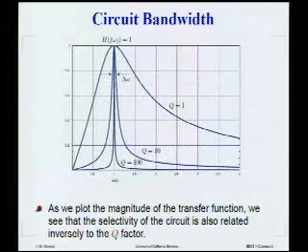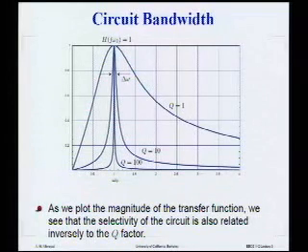Now, from a frequency domain perspective, the quality factor really determines the circuit bandwidth. I've plotted this transfer function for different values of Q: Q of 1, Q of 10, and Q of 100. What you can see is that the voltage transfer from the source to the load is exactly 1 at resonance. That makes sense because there's no voltage dropped across the L and C. They cancel each other out.